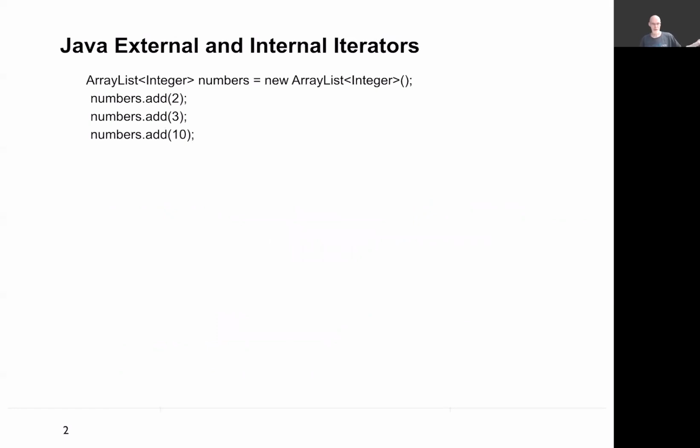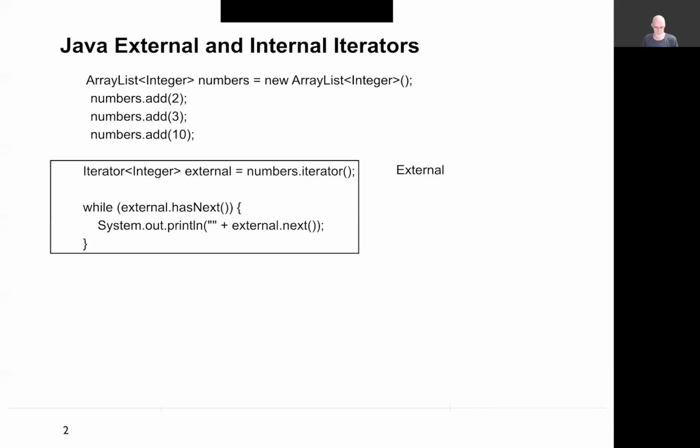So, simple Java program. I create an array list here, put some elements in it. Right. So here is an external iterator. I asked the numbers array list object to give me an iterator, and then I can call has next on it. This has been with Java from the very beginning.